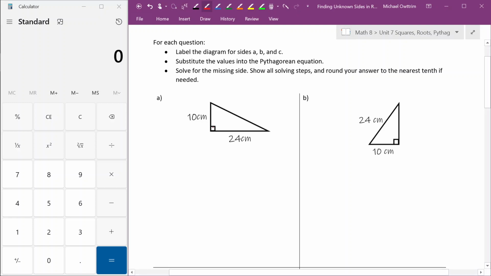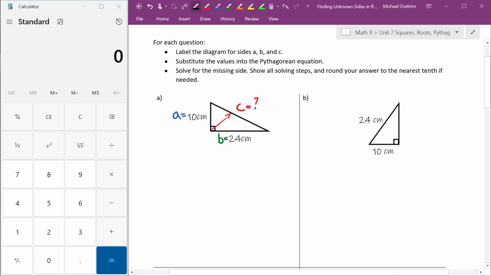The first thing we want to label in each triangle is side C, and since we don't know all three sides, we have to use the definition that side C is the side across from the right angle. So in question A, I'm going to draw that arrow through the right angle box, and I can see that side C is actually my unknown side. Once I've got side C labeled, I can label sides A and B, and which one is which here doesn't matter. The important one is labeling side C correctly.